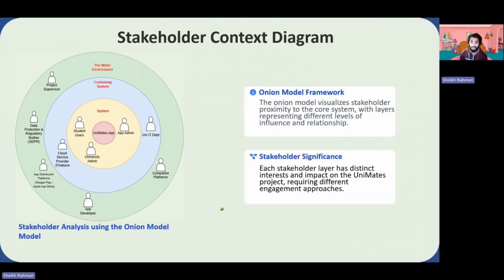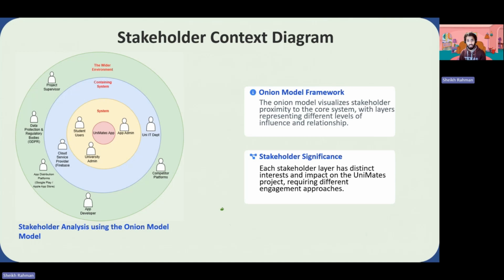Stakeholder context diagram and the onion model. This slide presents the stakeholder relationships using the onion model framework. The onion model visually represents stakeholders based on their level of interaction with the system. At the center are university students who directly interact with the application.